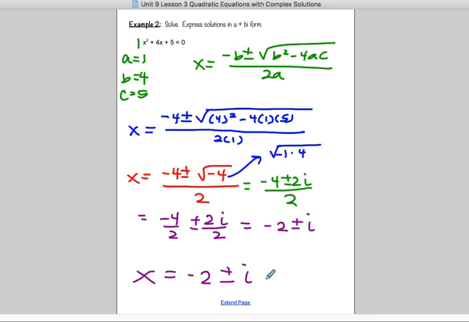There's my real part, it's a negative 2. My imaginary part is 1i. Okay. That is example 2.